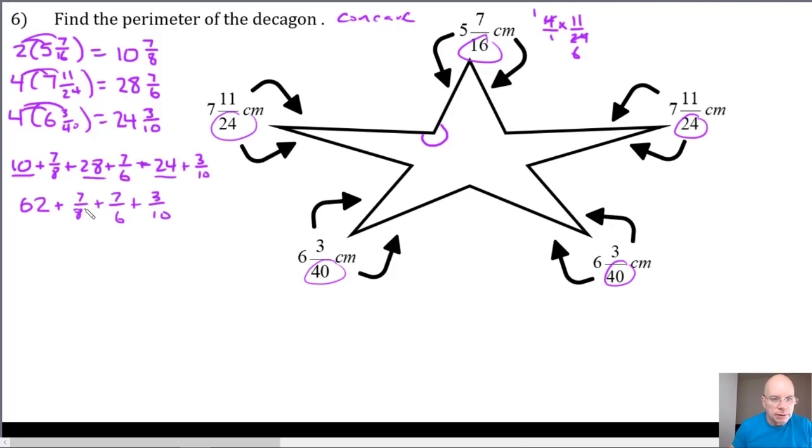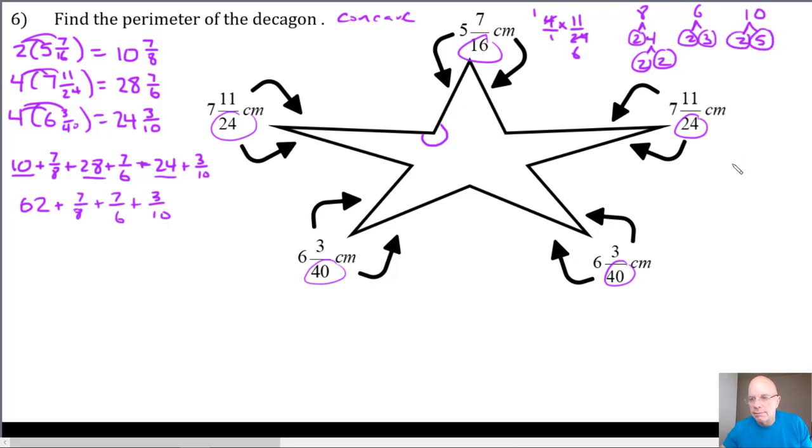And so we need a least common multiple for 8, 6, and 10. So over here I'm going to do some factoring. 8 is 2 times 4. 4 is 2 times 2. 6 is just 2 times 3. 10 is 2 times 5.